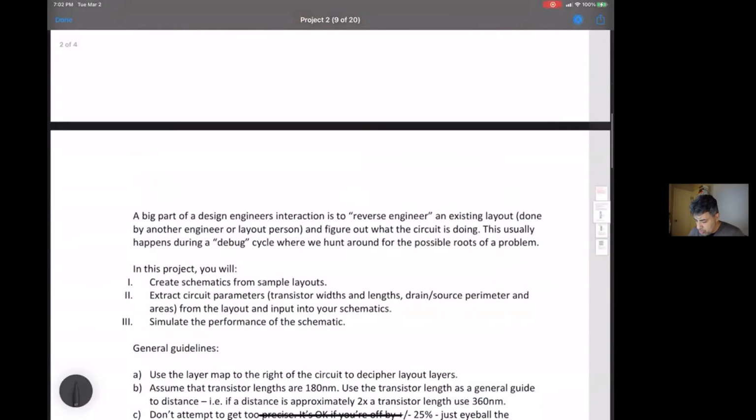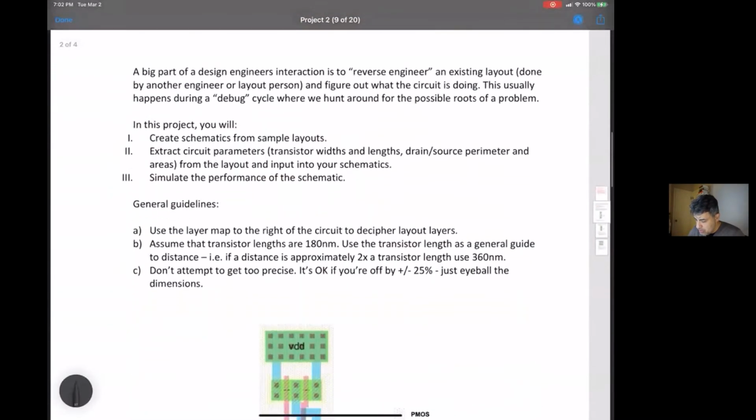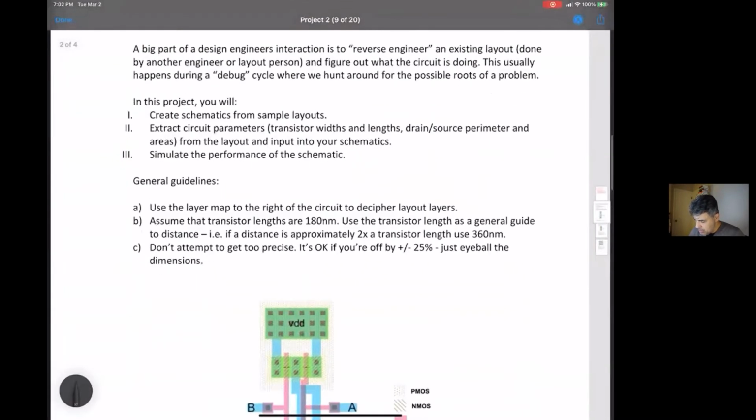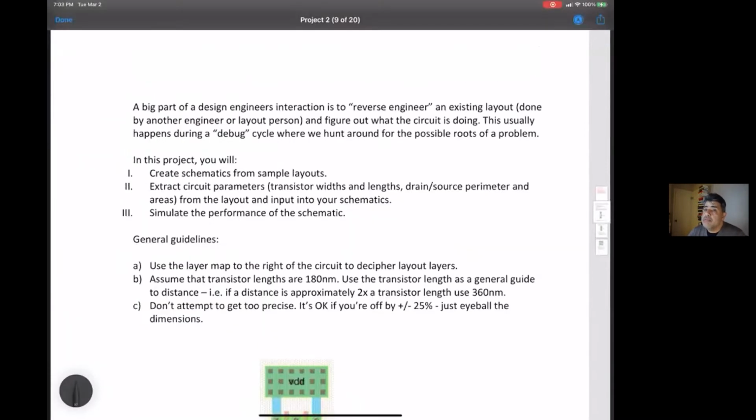So project two. How do I zoom out of this thing? Well, anyway, it's a layout project, and the idea is that a lot of times as a design engineer, some of the time you're doing layout yourself, and some of the time you're trying to decipher somebody else's layout. And you may not know who the person was that did the layout.